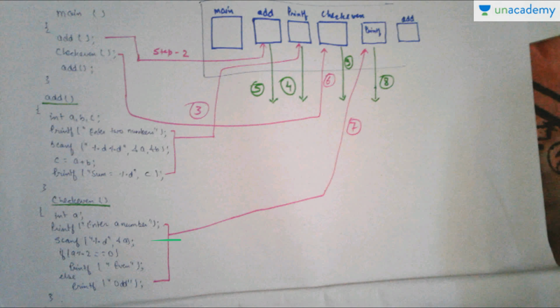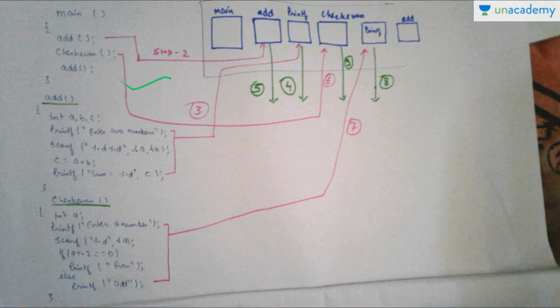Then if a modulo 2 is equal to 0, means a divided by 2 leaves remainder 0, then printf even, else odd. So here I have defined these two functions, and I have called these two functions inside the main function. First I have called add function, then check even function, then add function.